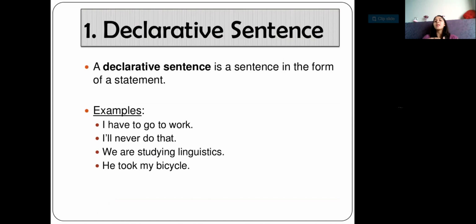All right. I'll never do that. We're studying linguistics. Of course, we're studying linguistics. He took my bicycle. Okay. These are all declarative sentences where a simple statement is said, a very simple sentence, not a compound one.